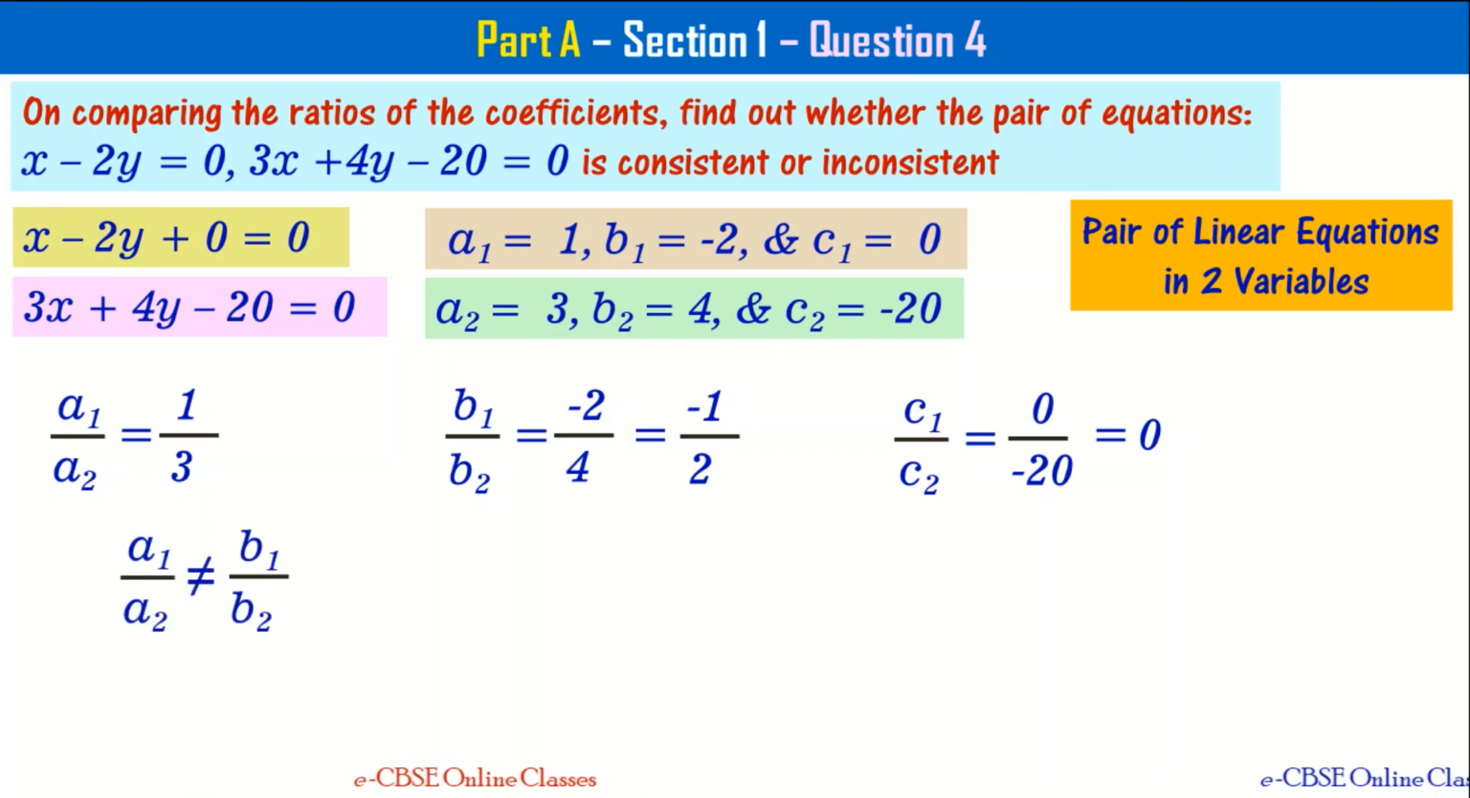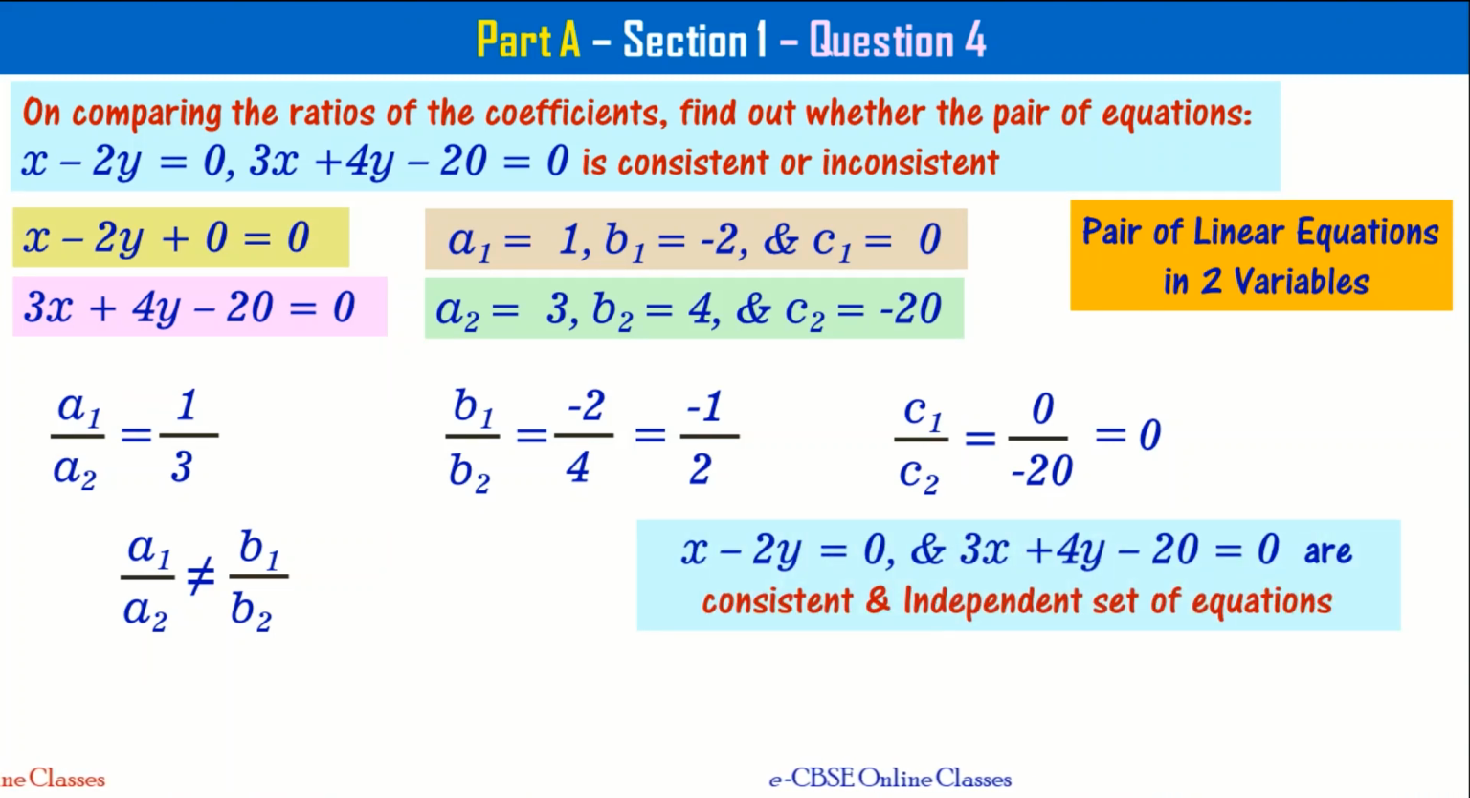It means that a1 by a2 is not equal to b1 by b2. Whatever we have learnt earlier, based on that you can say that these two equations are going to be consistent and independent set of equations. So to answer the question, x minus 2y equal to 0 and 3x plus 4y minus 20 equal to 0 is a consistent pair of linear equations.